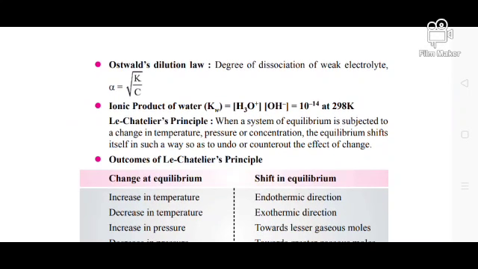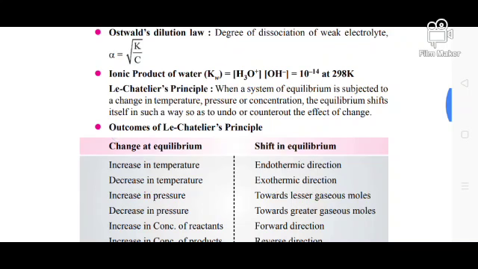After that, the Ostwald dilution law, which is very important for class 12 students. Generally, the degree of dissociation of a weak electrolyte, that means alpha, equals the square root of K by C. This is the mathematical expression of the Ostwald dilution law. Here we mainly calculate the degree of dissociation of a weak electrolyte, not a strong electrolyte.